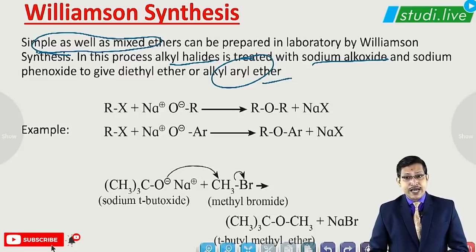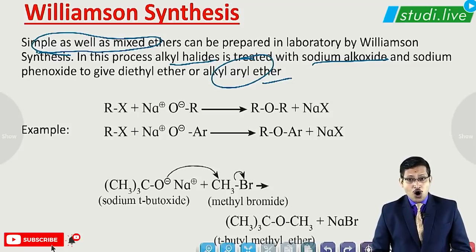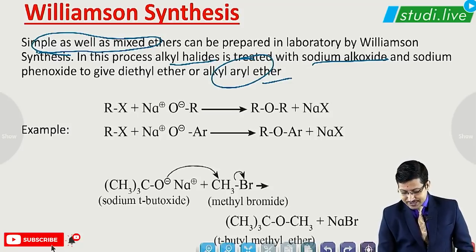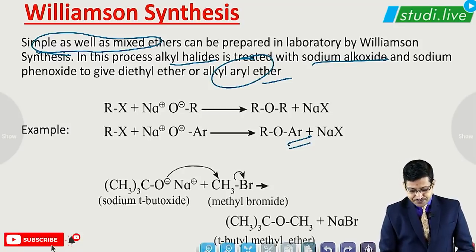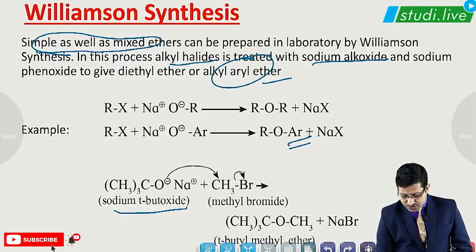Now this ether can be alkyl ether or it can be aryl ether. Yes, here you have the aryl ether also. Coming on to an example, sodium tert butoxide on reaction with methyl bromide.